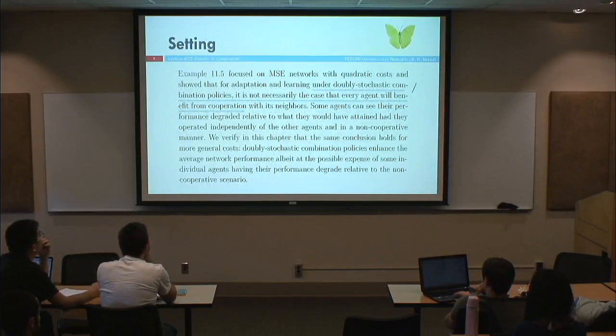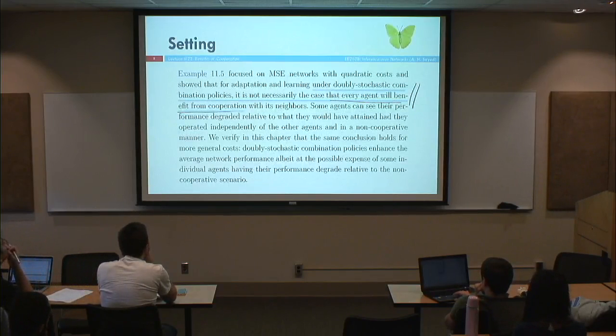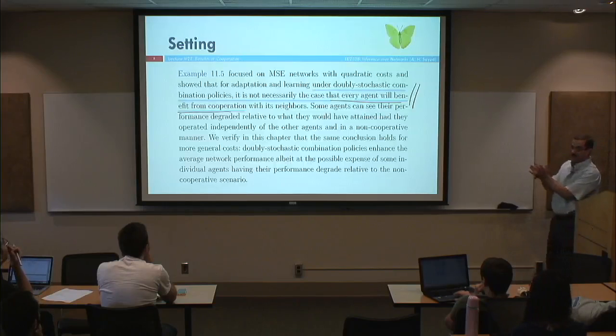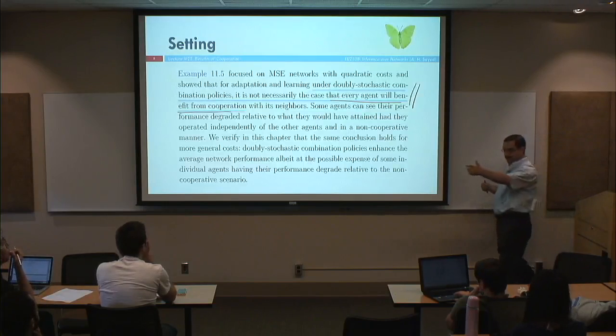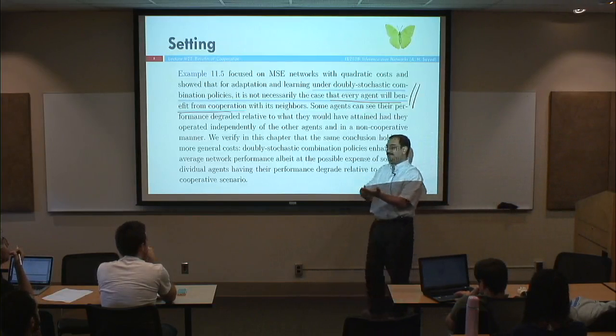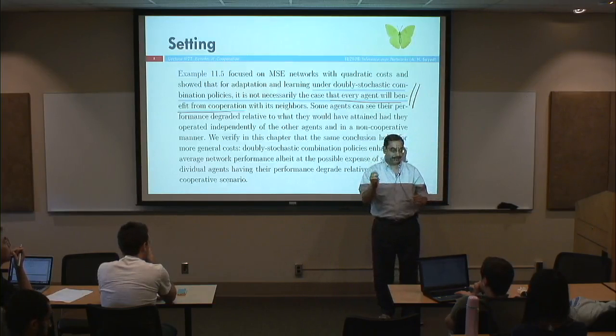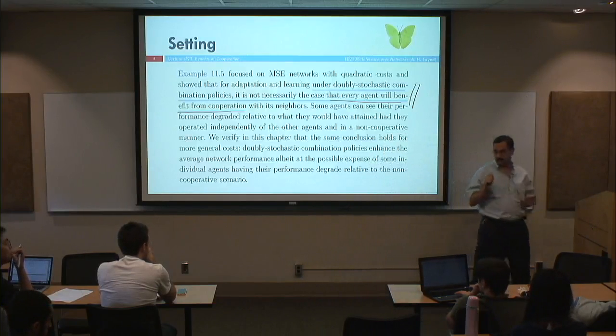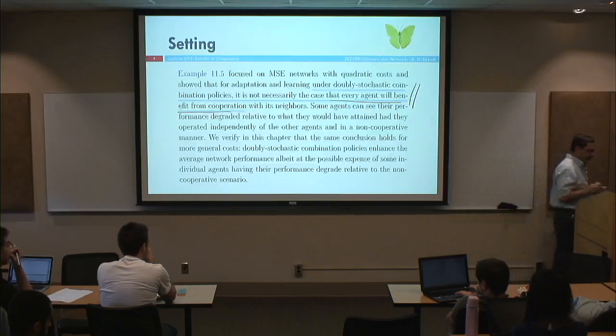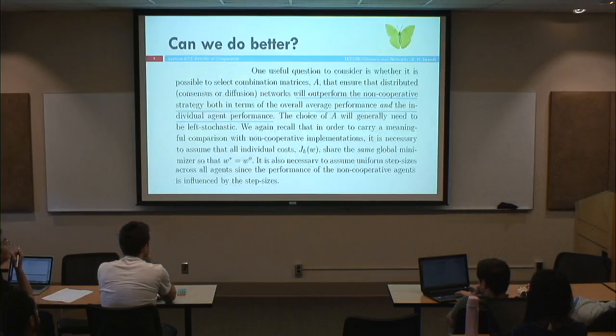So that's what I'm saying here. It's not the case that every agent, therefore, will benefit from cooperation. The network as a whole benefits, but not every individual agent. The natural question becomes, like you asked last time: can I pick the A to make sure that I don't only improve over the non-cooperative solution on average as a group, but individually as well? And we will see that the answer is yes, we can do that.